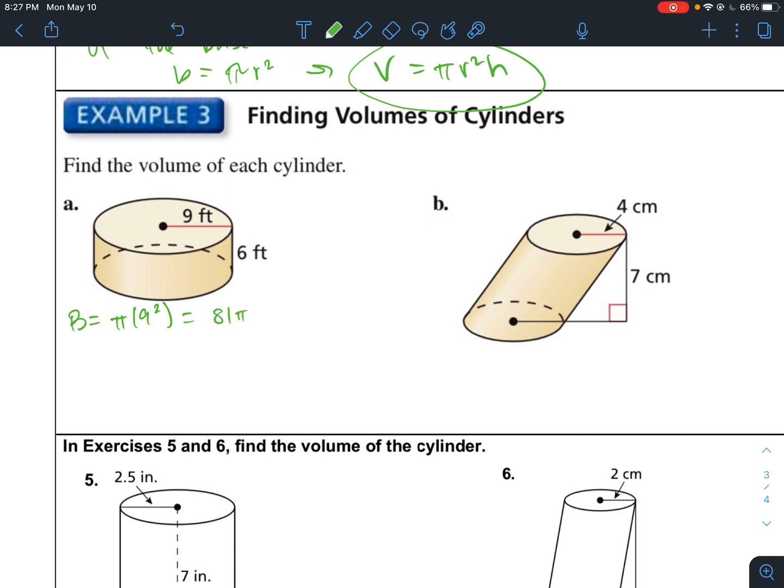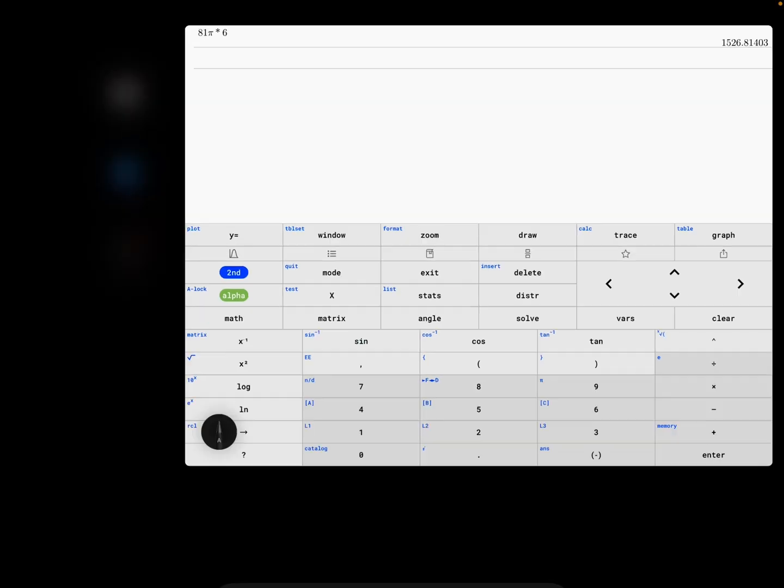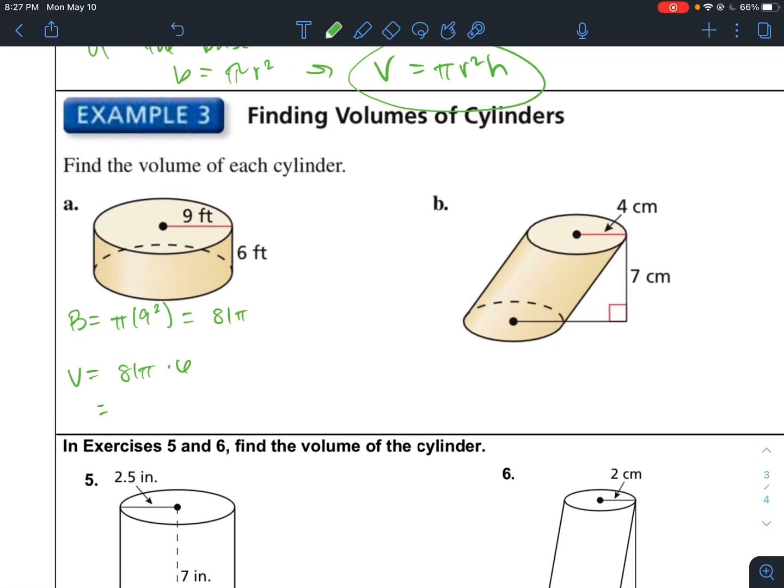Alright, and then the volume would be 81 pi times by 6. Okay, so 81 pi times by 6. And I get 1,526.81. So my volume is equal to 1,526.81 feet cubed.